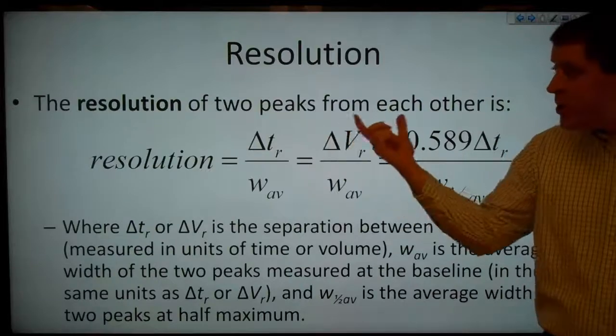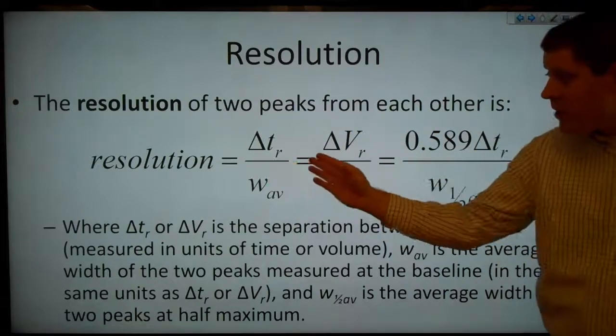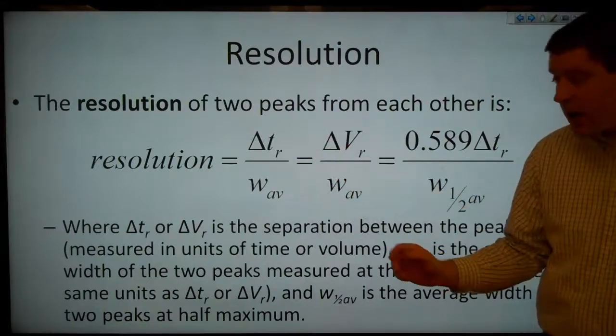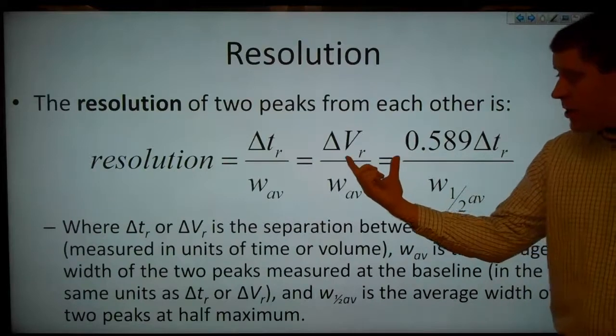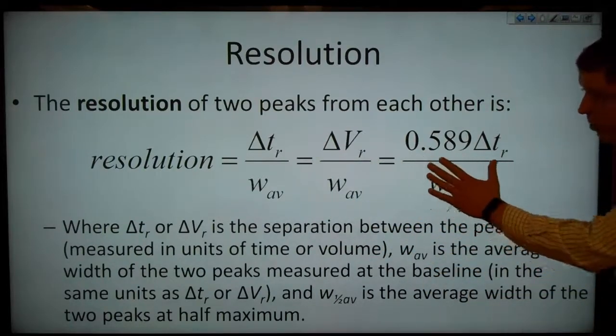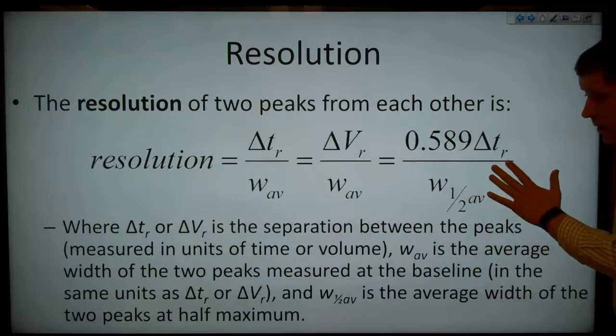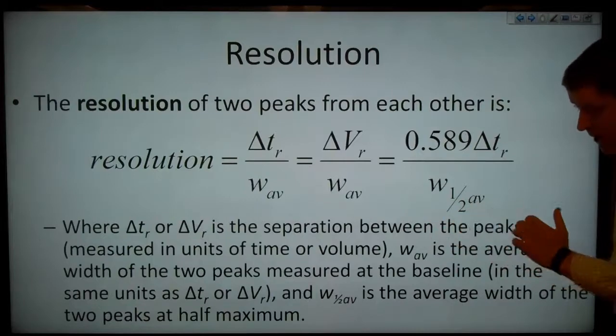Now, the resolution of two peaks from each other is given here. The resolution is equal to the change in retention time divided by WAV, which is equal to the change in retention volume divided by WAV, which is equal to 0.589 times the change in retention time divided by the full width at half max AV.